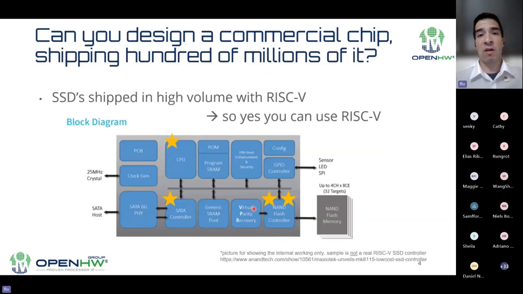SSDs are another example where RISC-V is already used today. SSDs actually have a lot of small CPUs inside, and some of them are already RISC-V. The main CPU, which is managing the algorithm, the controller, which is communicating to the outside world over SATA or PCI Express, and then also the NAND flash, which is managing the memory directly. All of this is already RISC-V enabled.